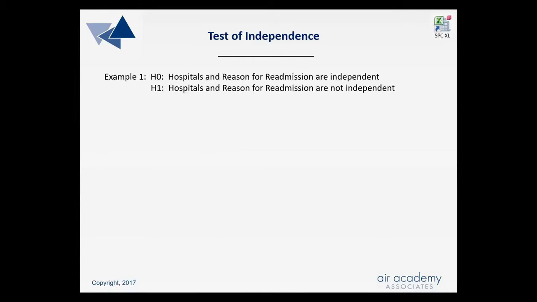Now we're going to go to the software and we're going to look at a couple of examples. First of all, how you set it up in the software, and then how you interpret the test of independence results. The first example is going to have to do with 4 different hospitals in a healthcare system and the reason for readmission. That is, readmission rates can sometimes be higher than desired, and we're going to take a look at a fairly high sample. I think it's over 700 data points. So let's take a look at this example.